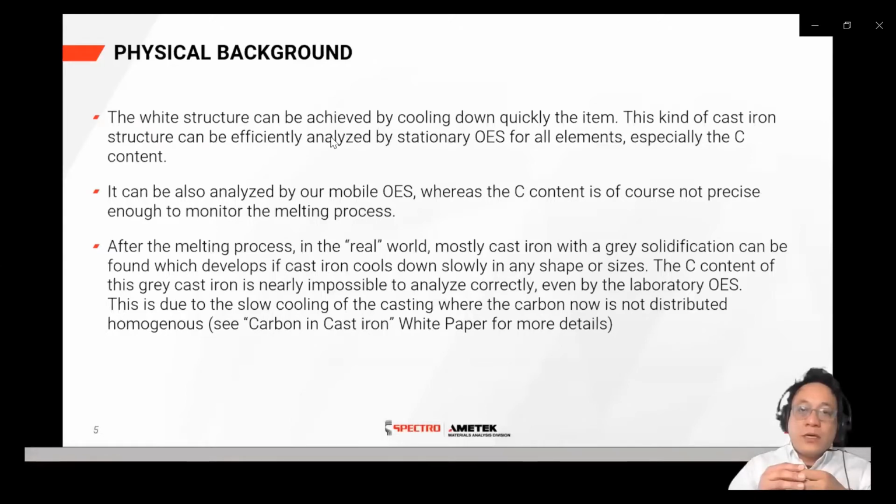As the gray cast structure evolves due to a slow cooling rate, the carbon distribution in the metal is not homogeneous. Analyzing the carbon content in such a gray cast iron is nearly impossible, neither for a mobile nor a traditional stationary optical emission spectrometer.